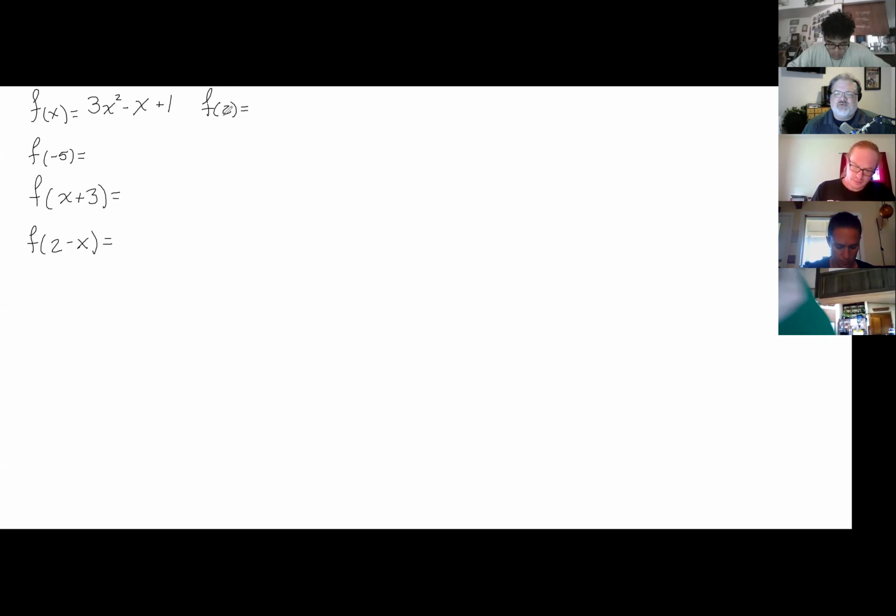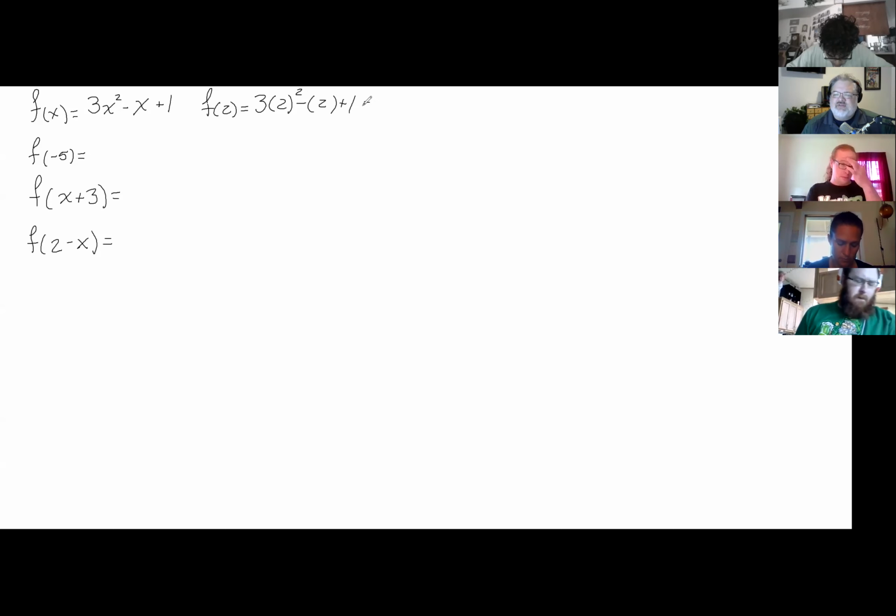We know what we would do with that 2. This says, hey, go find the function f. This is the function f. And where its independent variable is, the independent variable is denoted in those parentheses after the f. So let the independent variable equal 2. So wherever we see that independent variable, we're going to put the 2. So 3 times the 2 squared minus the 2 plus 1.